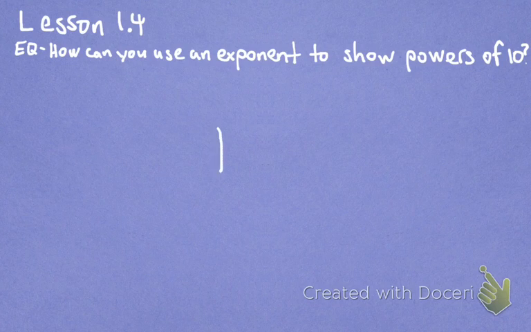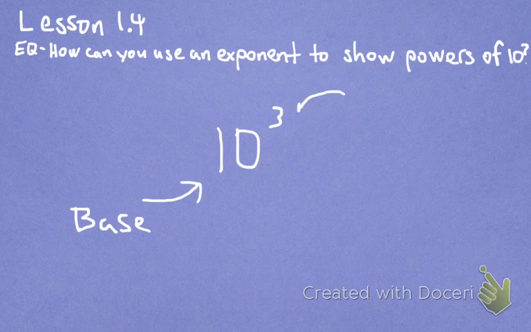First of all, what you need to understand is that when you see a number written like this, there are two parts to it. There is a base number, which is the big number, and then there is the smaller number, which we call the exponent.